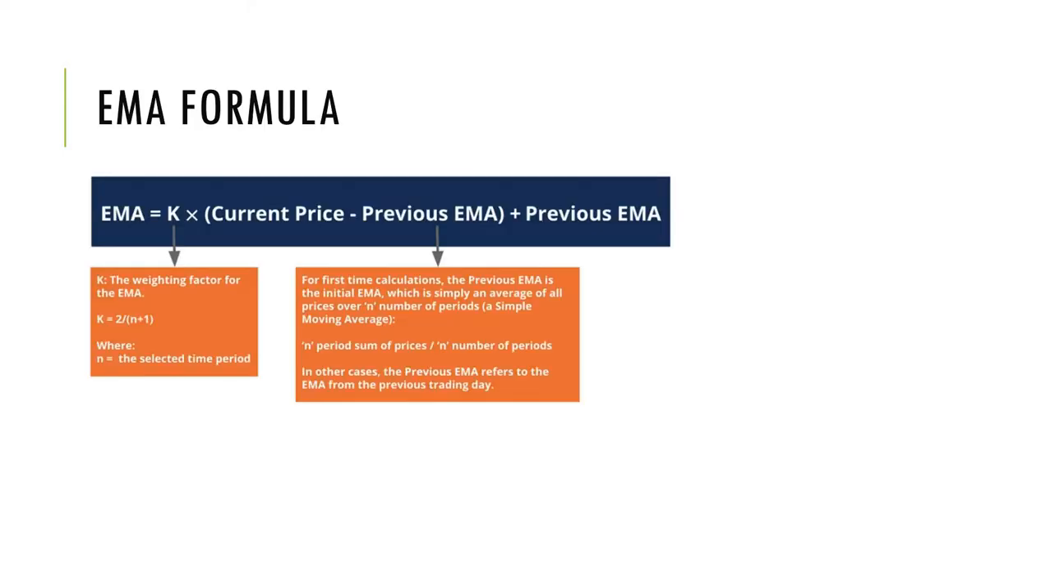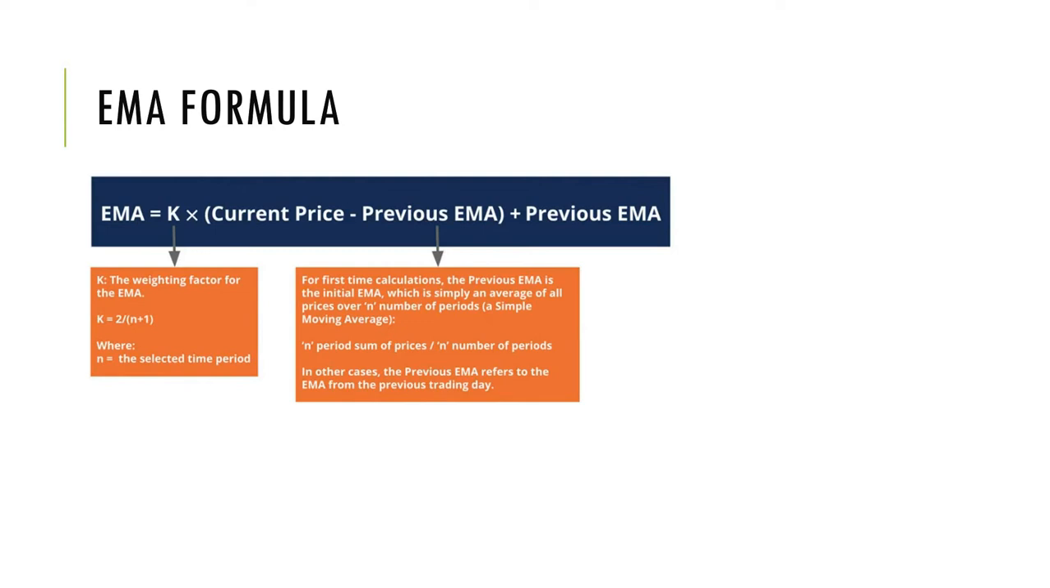The formula for exponential moving average is K times (current price minus previous EMA) plus previous EMA, where K is a weighting factor denoted as K equals 2 divided by (n plus 1), where n is the selected time period. One needs to keep in mind that for the first calculation, the initial EMA is taken as the simple moving average.